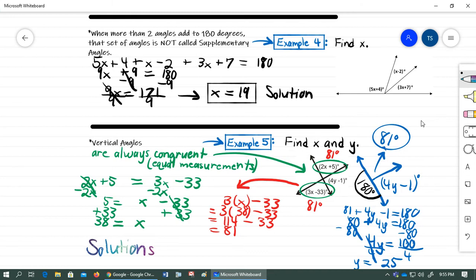So that it stands out a little bit amongst all the other colors, our two solutions here were the fact that x was equal to 38 and y was equal to 25.